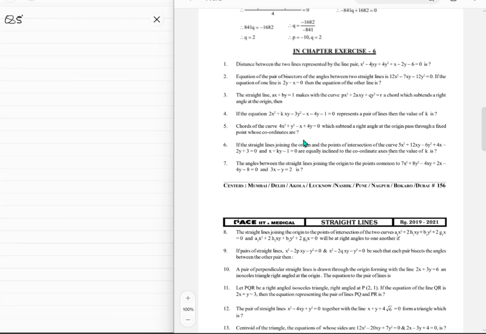Question number 5. Chords of these curves subtend the right angle at origin. Once again, the same thing. Chords subtending a right angle at some point pass through a fixed point whose coordinates are. So we don't know what the chord is. You don't know the equation, but you want to find a point that it always passes through. So just assume the chord is like ax plus by equal to 1, because this is the easiest way to homogenize everything, right? Because this 1 can be put everywhere.